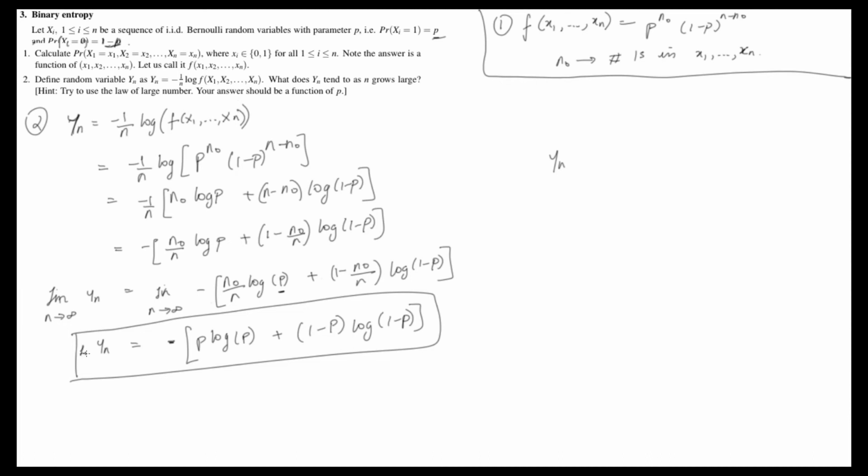Limit n tends to infinity, let's say. It tells us something about our distribution. Yn over here in this case is actually called the binary entropy function, which is represented as h of p, which is negative p log p plus negative 1 minus p log 1 minus p. Well, it's called the binary entropy function if you're taking log base 2.